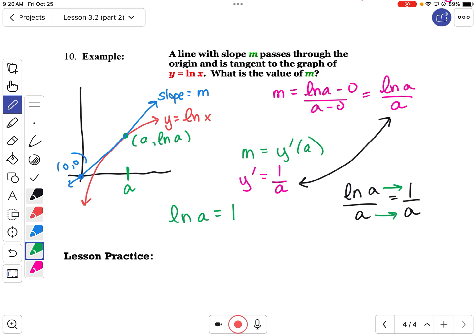What does A have to equal? E. So A is equal to E. Now, it didn't ask me for A, though. What did it ask me for? It asked me for M. So now that we have found that A is equal to E, M is equal to 1 over A, or ln of A over A.